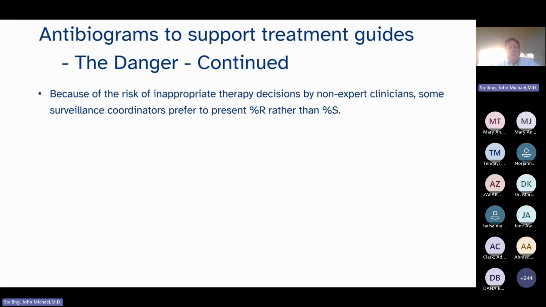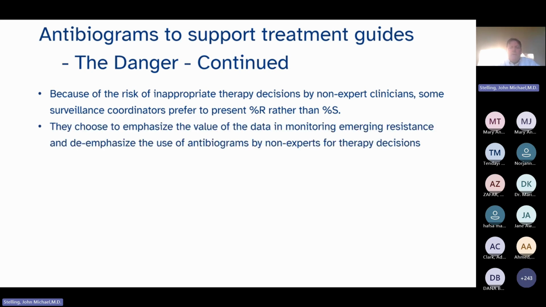Because of the risk of inappropriate therapy decisions, because of the biases by non-experts, some surveillance coordinators have decided, I don't want to present the percent resistant. I don't want to present the percent susceptible. They choose to emphasize the value of antibiograms for monitoring emerging resistance. They want to de-emphasize the use of antibiograms by non-experts, by clinicians, community clinicians, hospital clinicians.